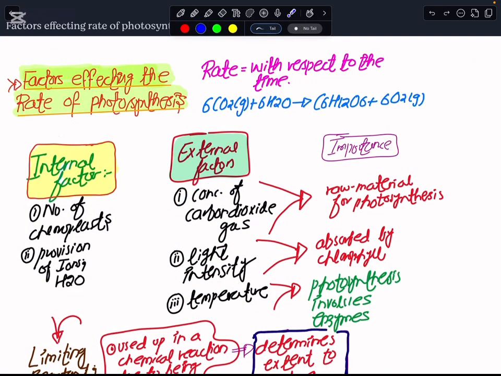Why is CO2 important? Because this is one of the raw materials for the photosynthetic process. As far as light intensity is concerned, we know this is absorbed by the chlorophyll to break down the water molecule. So this again is an important external factor. And why do we have to consider the temperature? Because the photosynthetic process involves some enzymes. Since enzymes are impacted by temperature, this again is an important external factor, because plants are dependent on the external environmental temperature for the rate of photosynthesis.